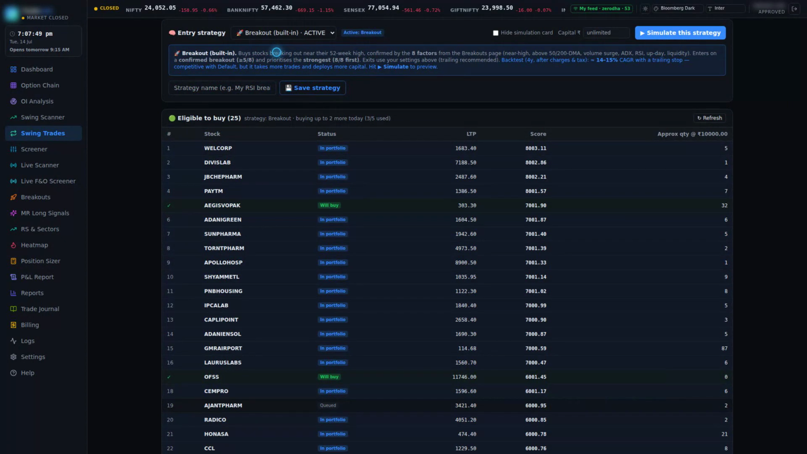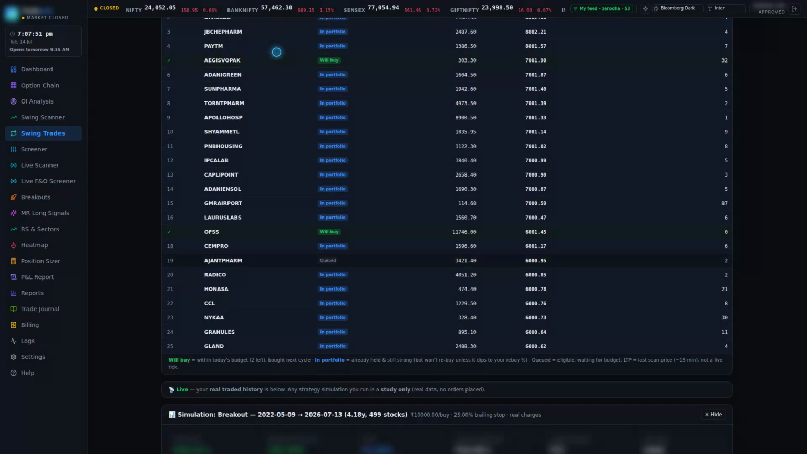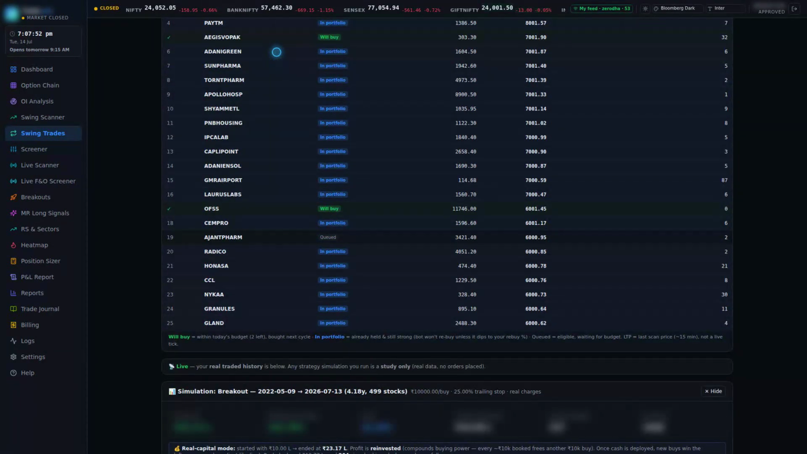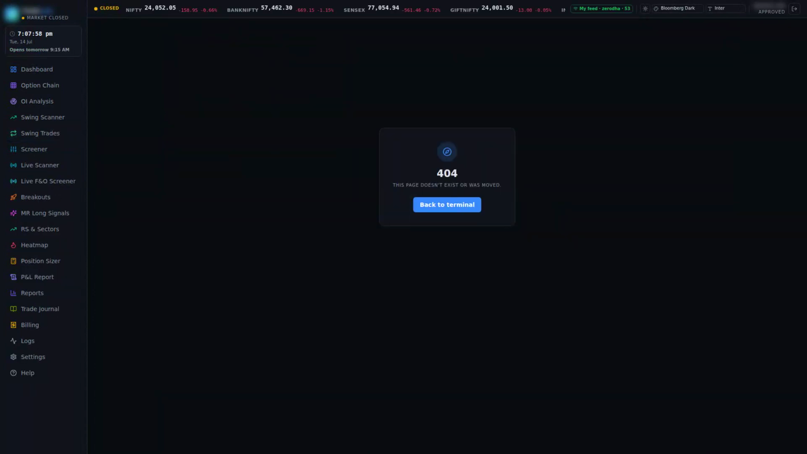It all runs on paper first. Real money is a switch you flip yourself. Backtest any of it on 4 years of real data before you risk a rupee, every charge and every tax included.